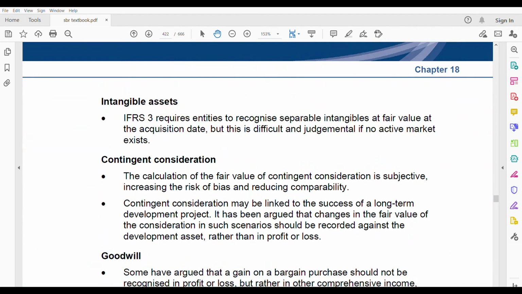Next, we have intangible assets. IFRS 3 requires entities to recognize separable intangibles at fair value, right? Everything is at fair value here at the acquisition date. But this is difficult and judgmental if no active market exists. They are saying, okay, do fair value of intangibles. But we know through IAS 38 that for intangible assets, not all have an active market. So it becomes very difficult to get the fair value of intangible assets which do not have an active market.